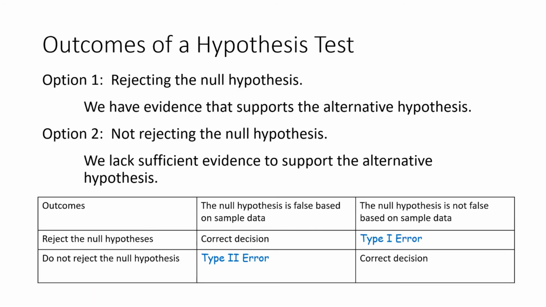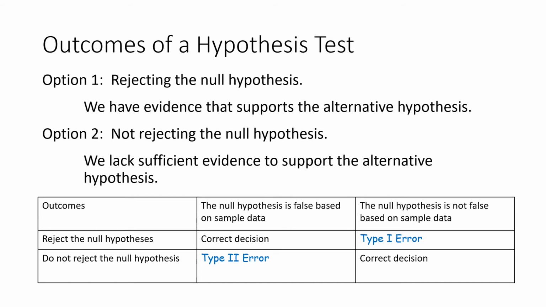Outcomes of a hypothesis test. Two options. Option 1, reject the null hypothesis. That means we have sufficient evidence that supports the alternative hypothesis. And option 2, not reject the null hypothesis. That is, we lack sufficient evidence to support the alternative.